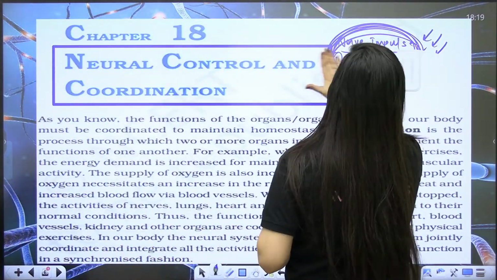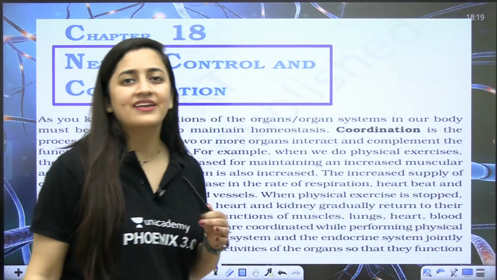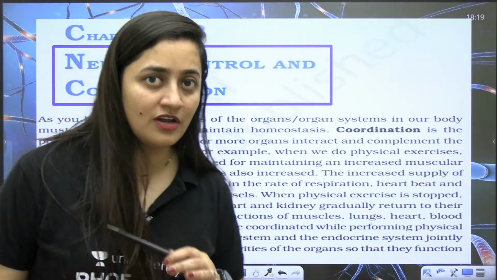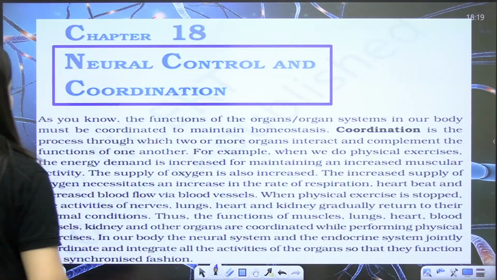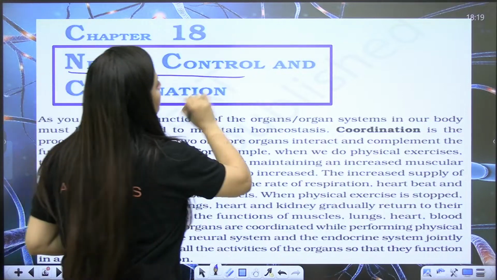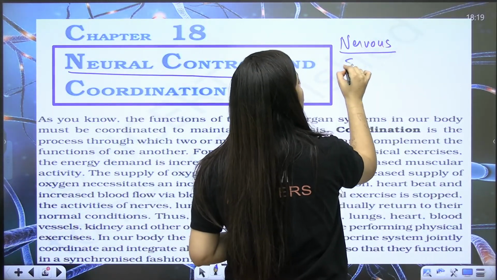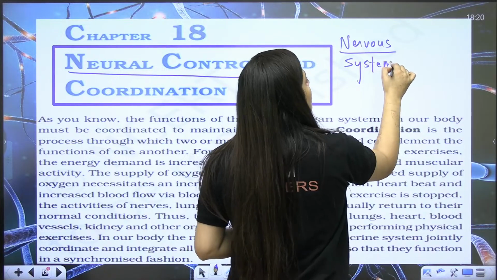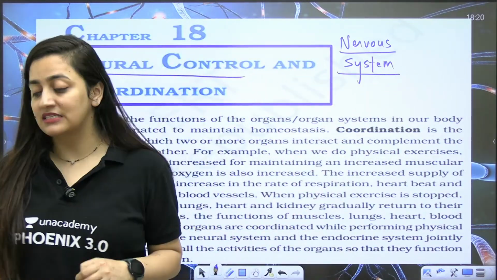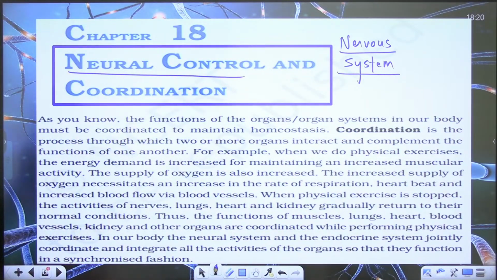So let's talk about it, because you already know chemical coordination and integration; we have completed it already. So let's talk about neural control. When we say neural control, we are talking about the nervous system here, isn't it? Yes or no? Tell me.